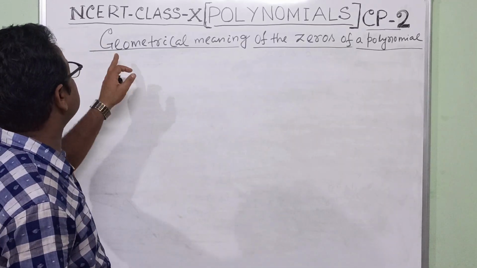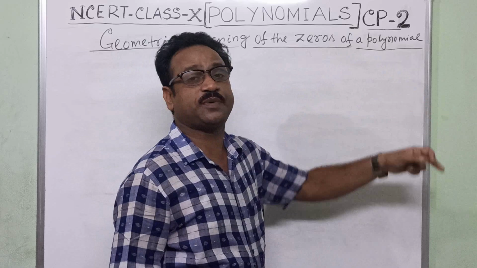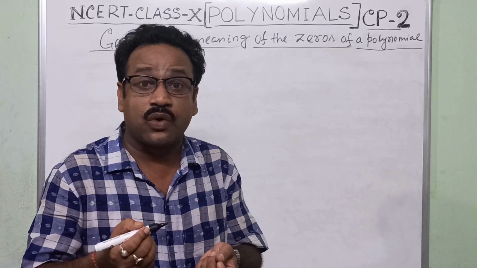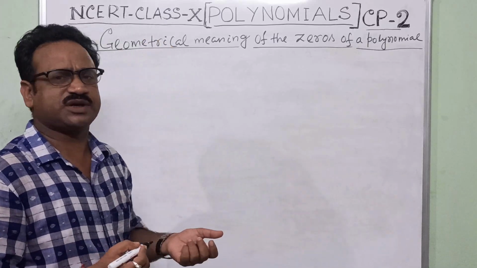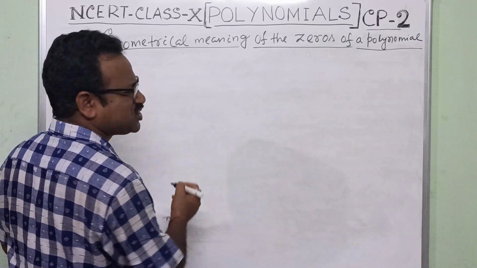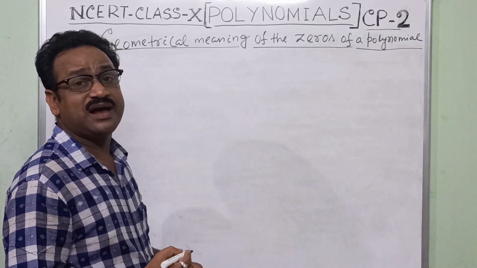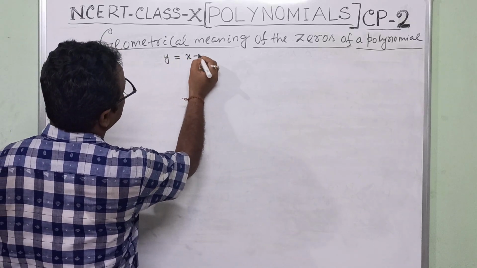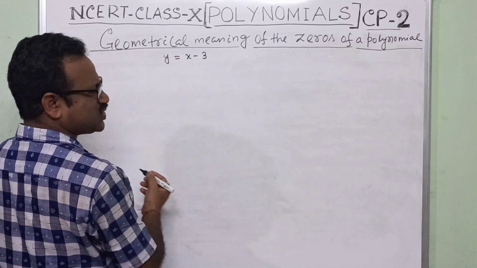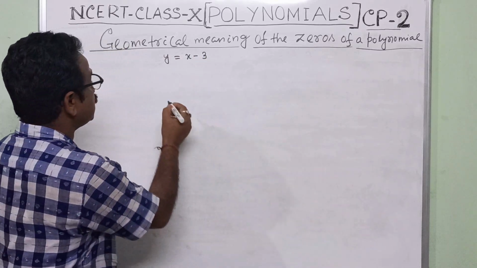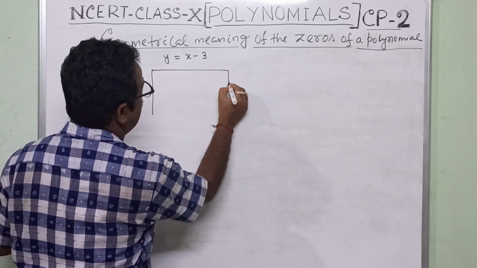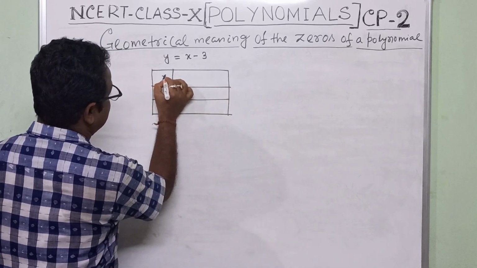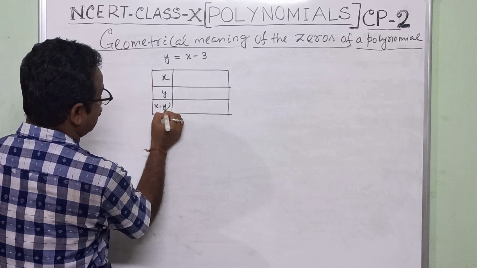Now move on to the next, the geometrical meaning of the zeros of a polynomial. Geometrical meaning, in geometry, in a graph. How can we find the zero of a polynomial? Let us discuss that. First of all we take an example of a linear polynomial. Suppose given y = x - 3. In junior classes, we solve it by graph. We make a table of x, y, and (x, y).